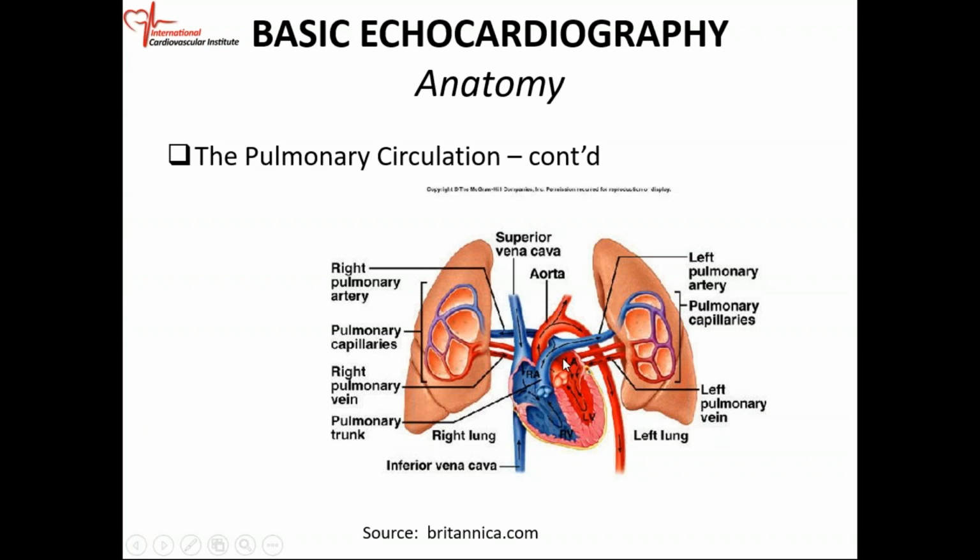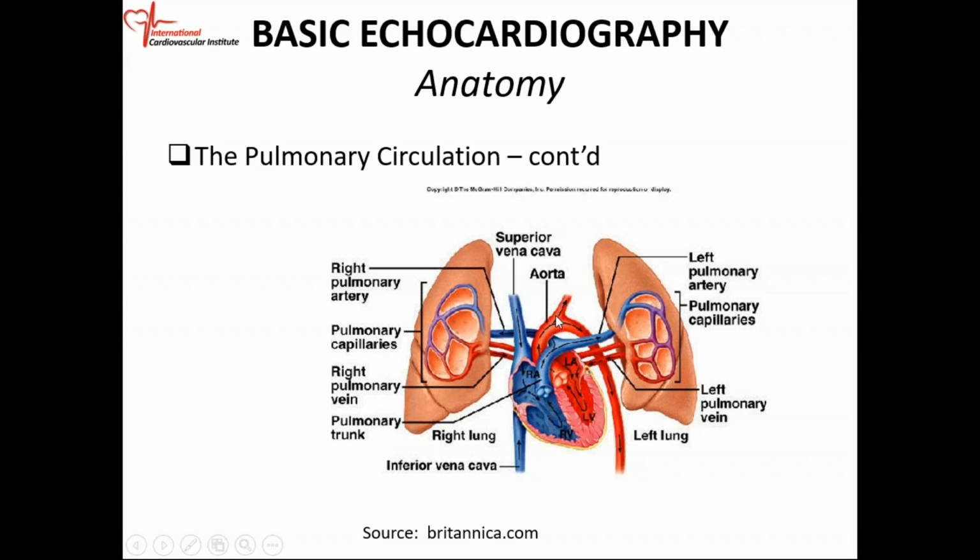So you see it's now bright red because it got oxygen from the lungs. The oxygenated blood is going to move from the pulmonary veins into the left atrium. It's going to cross the mitral valve and enter the left ventricle. Then the oxygenated blood is going to leave the left ventricle through the aortic valve into the aorta.